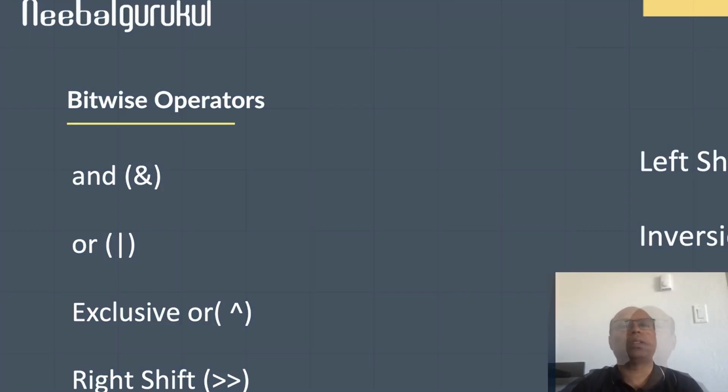Let us see how it is. So first we said bitwise AND, bitwise OR, exclusive OR, right shift, left shift, and inversion, right? And in that we said this is unary, this is all binary. What do we mean by binary? They require two operands.